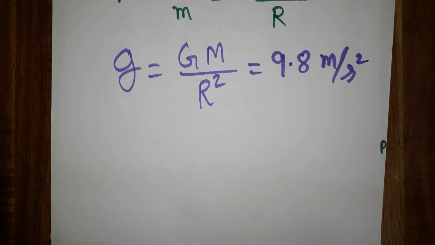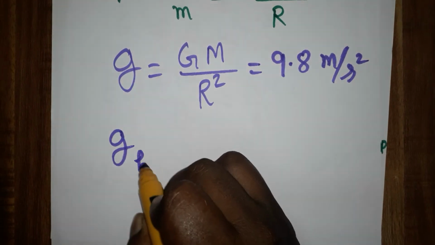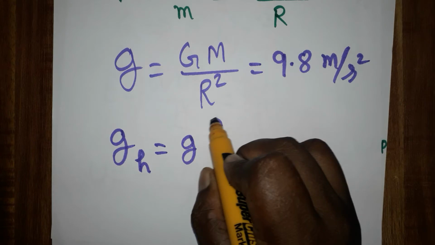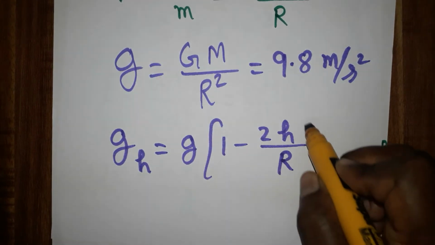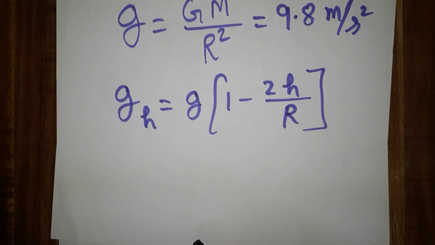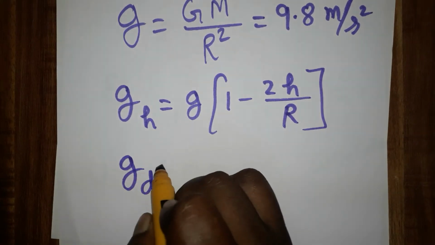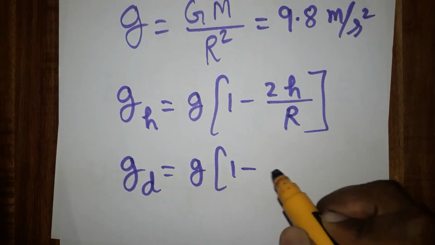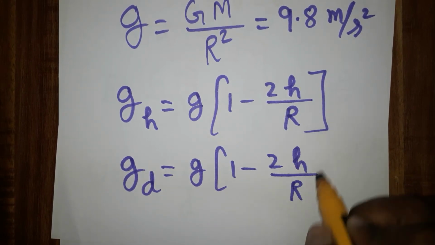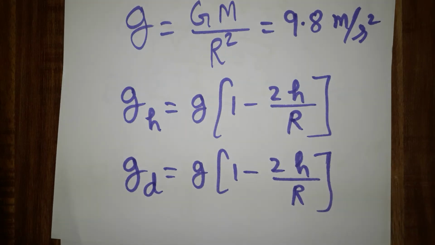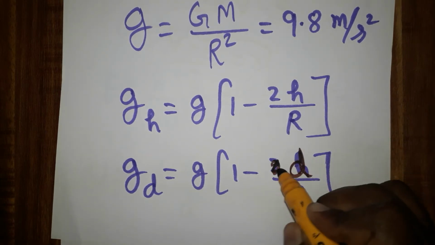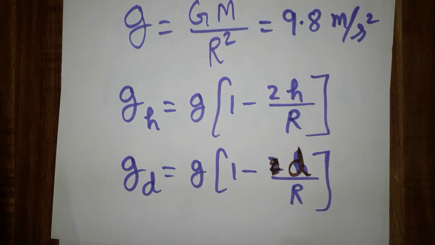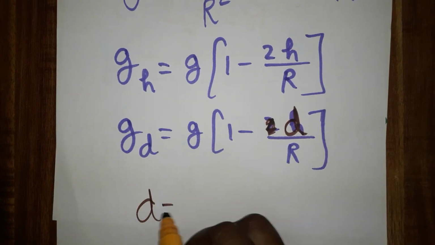Okay, now the gravitation at some height, the object at some height. It's going to be g times 1 minus 2h divided by r. Same thing if you want the depth: gravitation at depth is equal to g times 1 minus d divided by r. Sorry, this will be d, the 2 won't come. Height and depth will be equal when you make this equal at one point, and you will get d is equal to 2h.